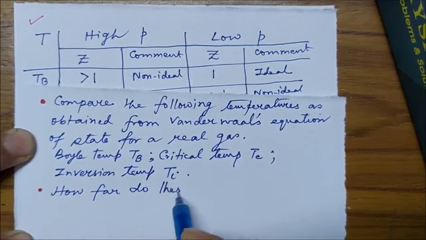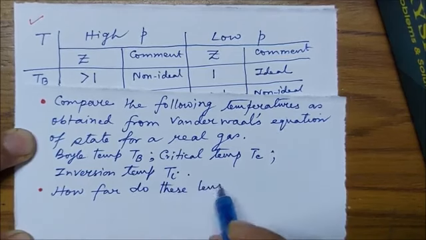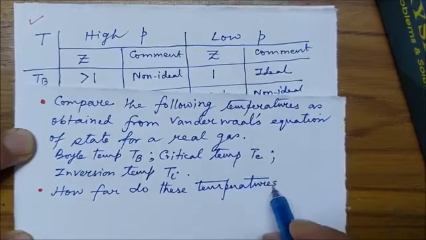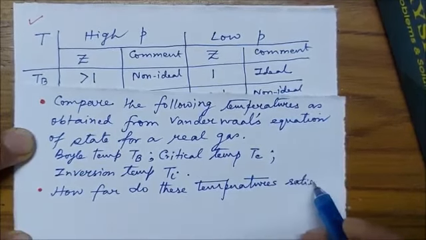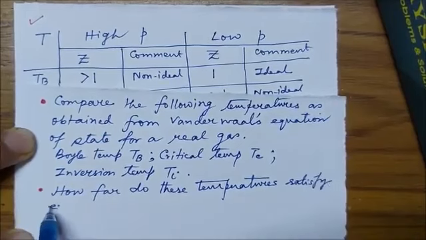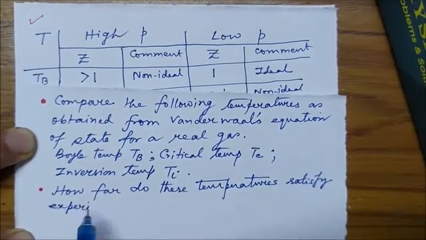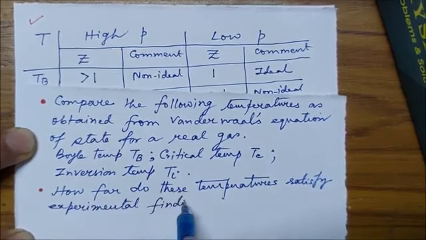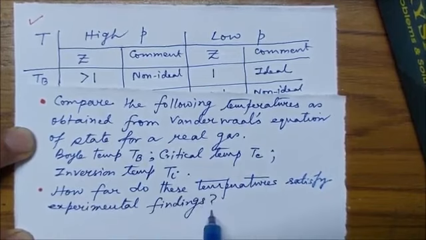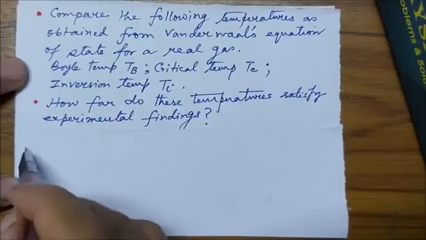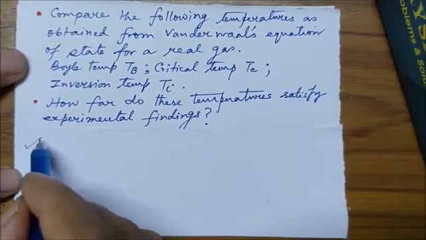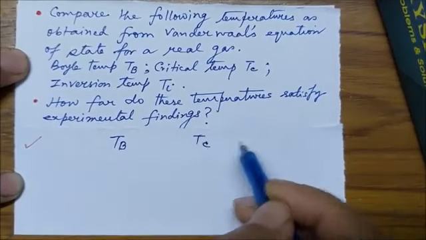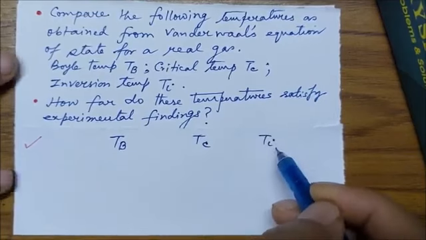how far do these temperatures satisfy experimental findings. Let us answer this question by means of a chart. First we'll take up the Boyle temperature, then we'll place the critical temperature, and finally the inversion temperature.